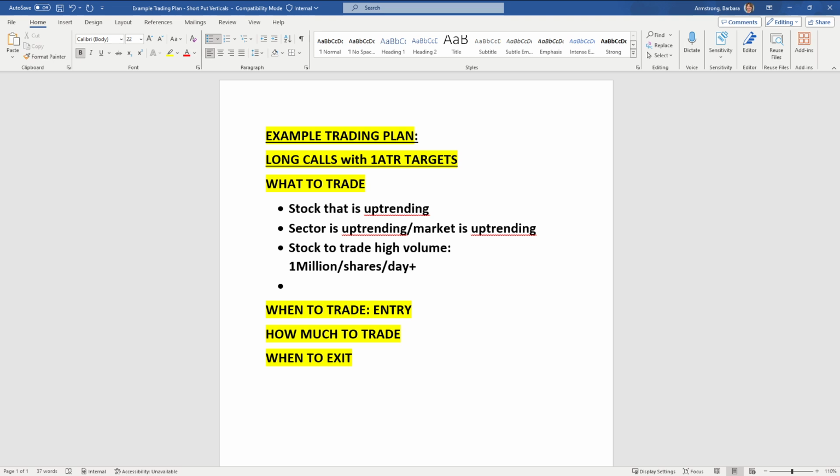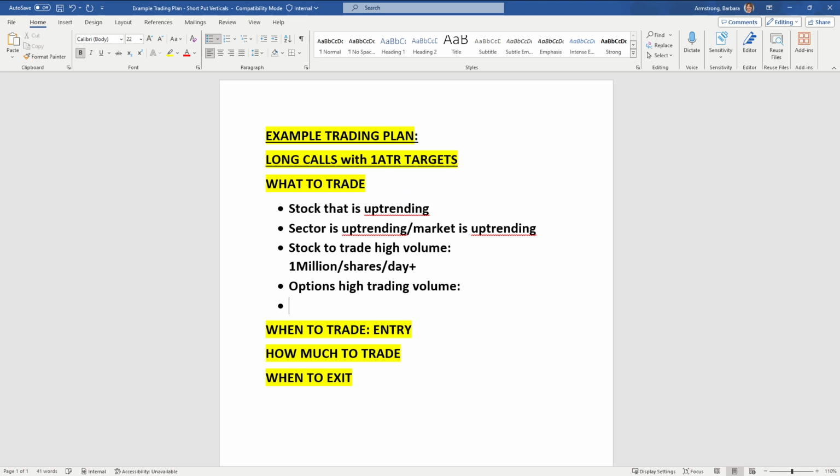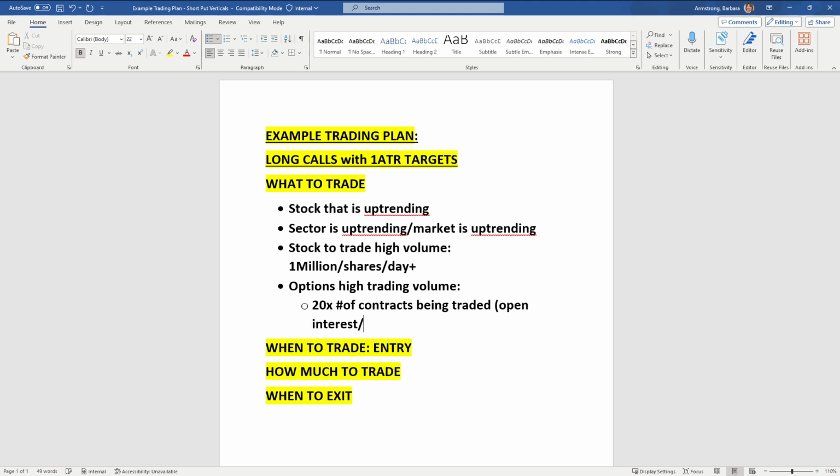And you might say, well, we're looking at an option trading plan. Why do we care about stock volume? Because if the stock has high volume, then the options are likely to have high trading volume as well. And how do we define that? Well, you might say you want the open interest to be at least 20 times the number of contracts being traded. And you will see that on the platform under open interest and volume on the option chain.